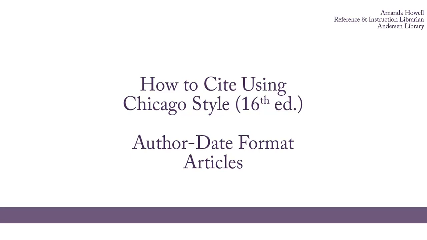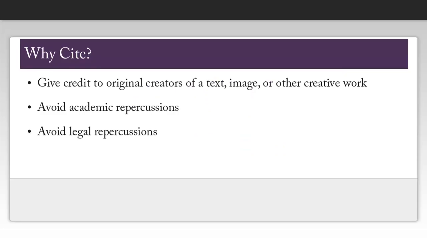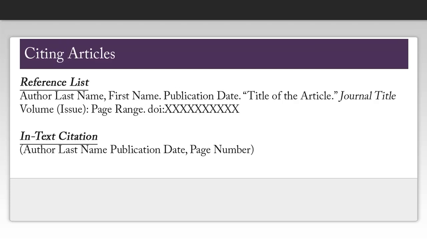There will be other videos for citing books and websites, as well as for creating a reference list. There are other sources you may need to cite, in which case you should consult the Chicago Manual of Style, available in Andersen Library at the reference desk. It's important that you give credit to others for the work that they've done so you can avoid plagiarism. Not doing so, intentionally or not, is misrepresenting your own work and may result in serious academic and legal ramifications.